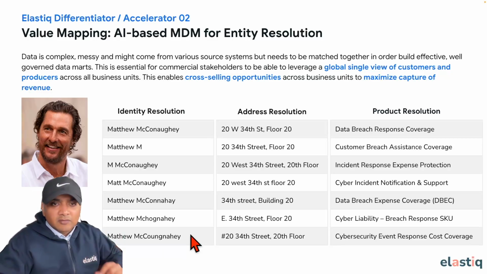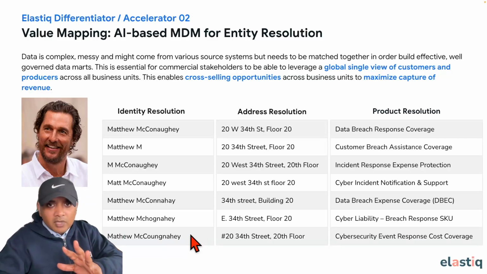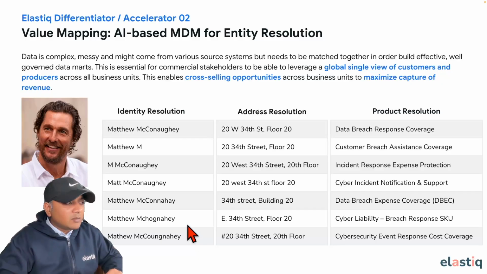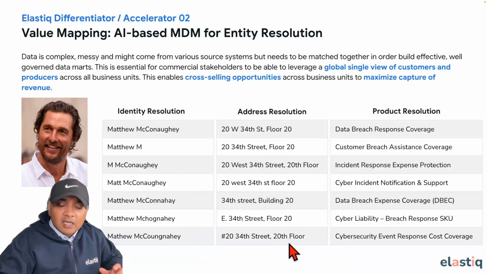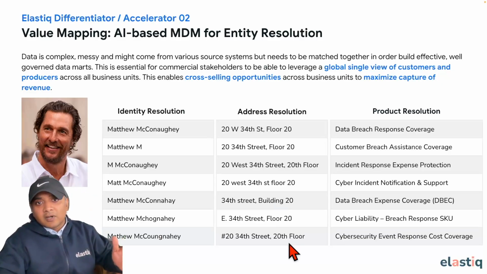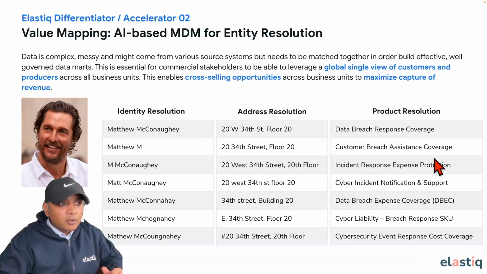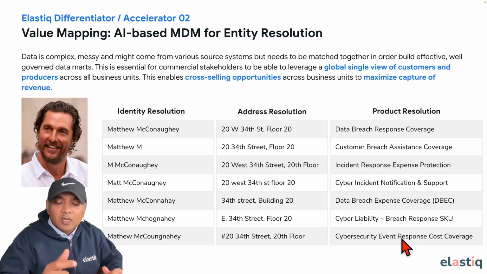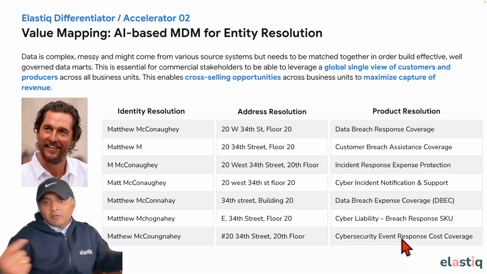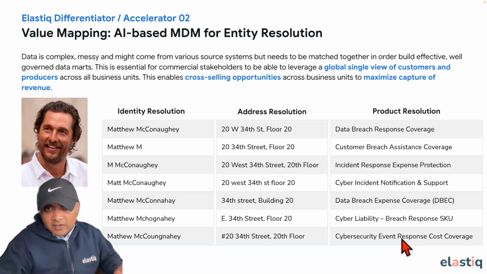So this is something that we really specialize in, and I will show you in a minute how we do it. The same thing applies to address resolution. For example, all of these addresses are actually the same address, but they're written differently because they're coming from different systems. Or product resolution. For example, in this example of insurance data, all of these might be talking about the same product or the same product category, but because they're coming from different systems, they were described differently. So how do you identify the same product that they're talking about?